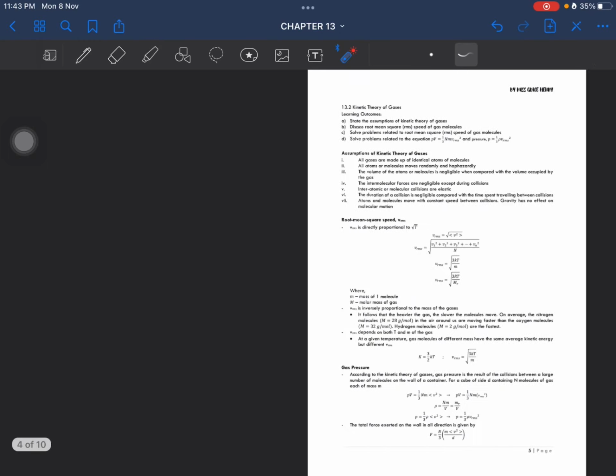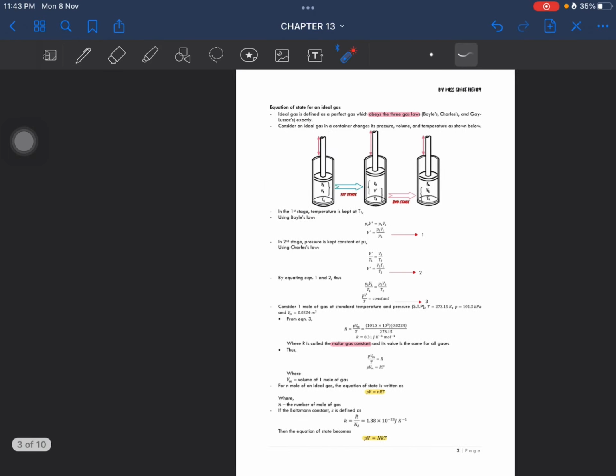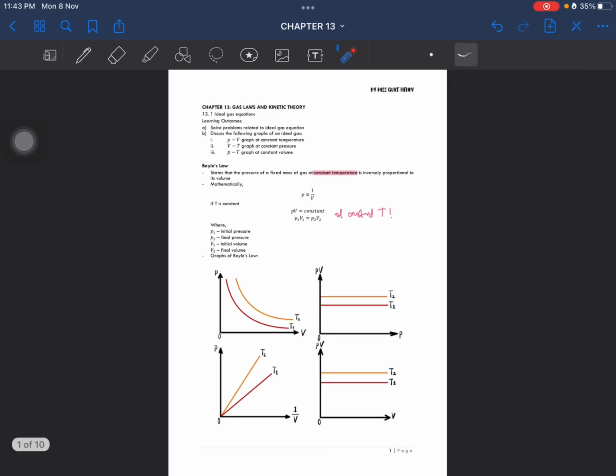So that is basically the theory part for the first subtopic, which is ideal gas equations.